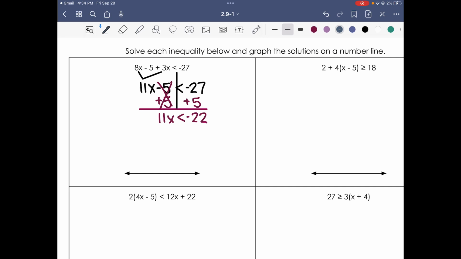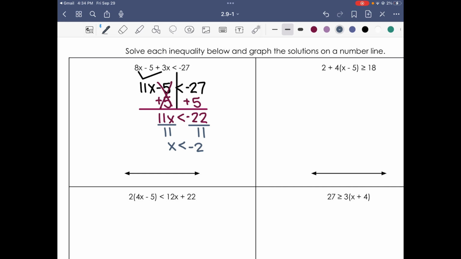Then, anytime we want to get rid of a coefficient in front of x, that 11 and the x are being multiplied together, so the opposite of multiplication is division. And negative 22 divided by 11 is negative 2, leaving me with x. Now, I divided by the number 11. Since that 11 is not negative, I don't need to flip my symbol. I keep the same one in between.